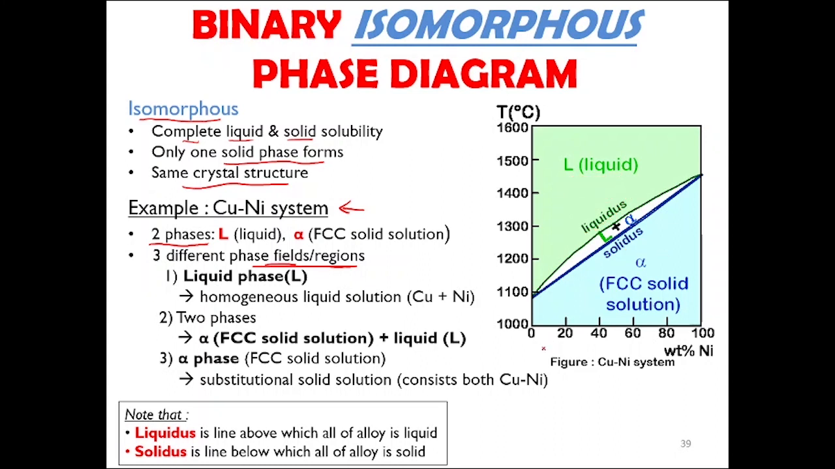For the axes, the horizontal axis shows the weight percentage of nickel, and the vertical axis shows the temperature. The value on the horizontal axis will tell you the weight percentage of nickel, because over here it is written as weight percentage of nickel. It means that here the weight percentage of nickel is 0% and copper is 100%. Over here we have 20 weight percent nickel and 80% copper, and so on, until we find 100% nickel and 0% copper.